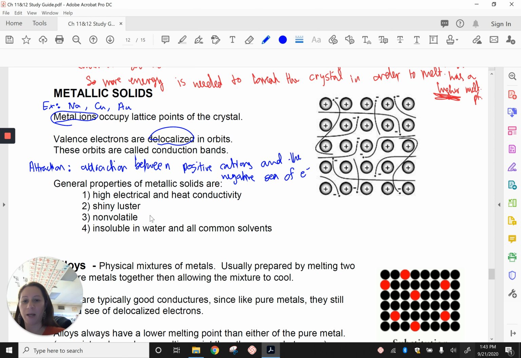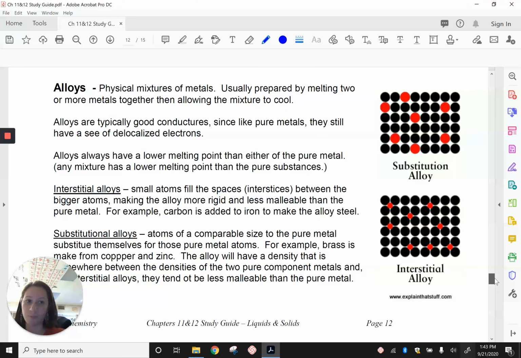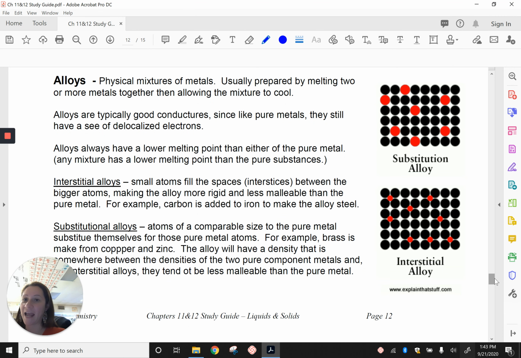So they have pretty high melting points. They're not as high as ionic solids, but they have pretty high melting points relatively. And they're insoluble in water and in all common solvents. To go along with metals, you can combine different metals physically to make an alloy. So an alloy is a physical mixture of metals, and usually you make that by melting two or more metals together.